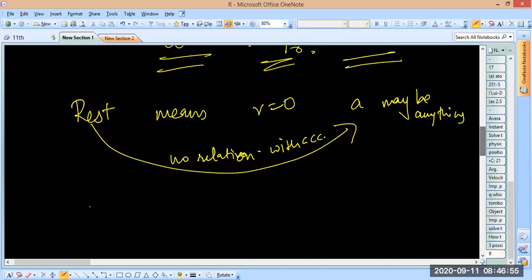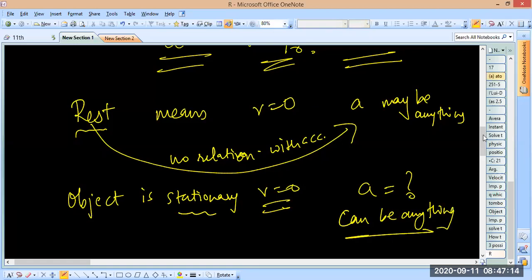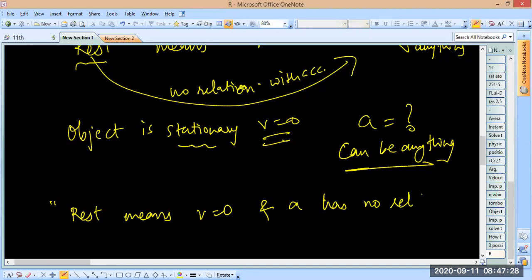Even if object is stationary at that point of time, or object is at rest, it means only v is zero. And what about a? You cannot know, it can be anything. Again, everyone, this is very important, make sure you write it. If you want to write it in words, you can write it. Rest means velocity is zero and acceleration has no relation with this. That means acceleration can be anything, right?